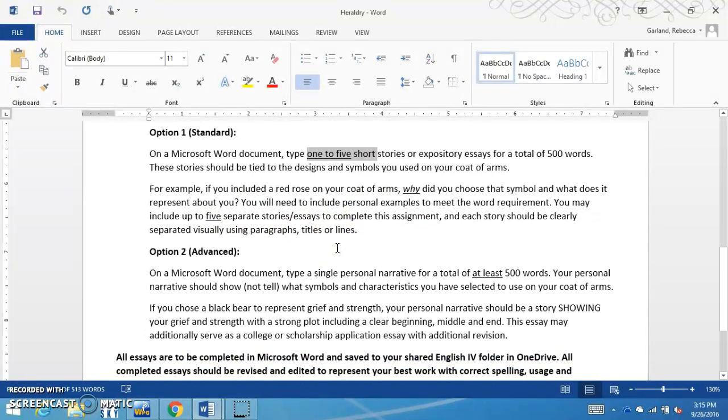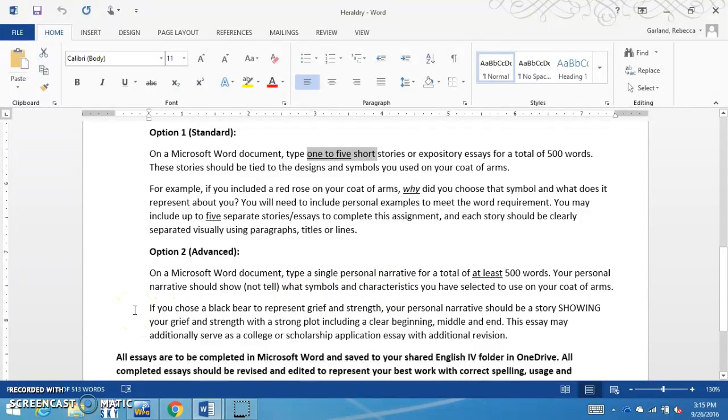Then for those who wanted to get a little bit more outside of the box and also think about that college essay, the majority of the college application essays are narrative in nature, meaning, tell me about yourself, in essence. So the advanced option was then to type a personal narrative for a total of at least 500 words, and the narrative would show, not tell, the symbols and characteristics you've selected. So then here's my example.